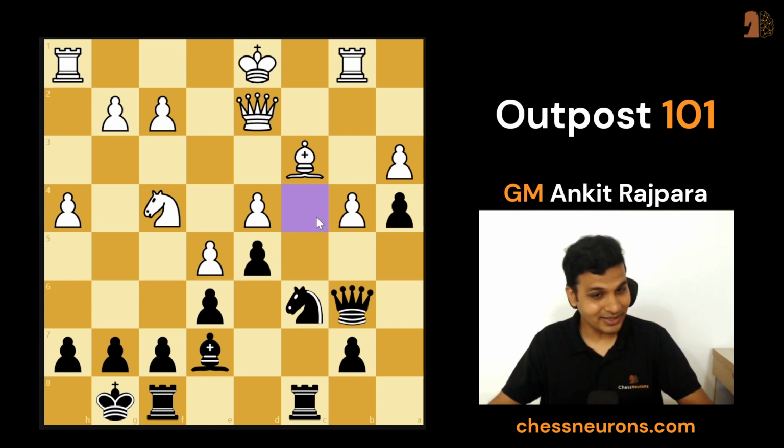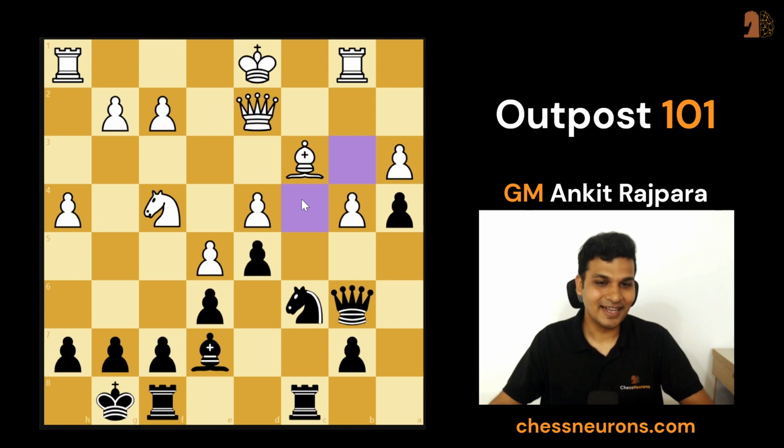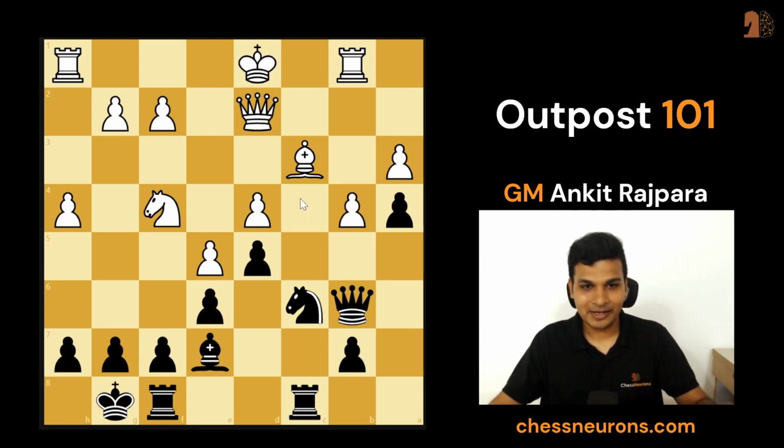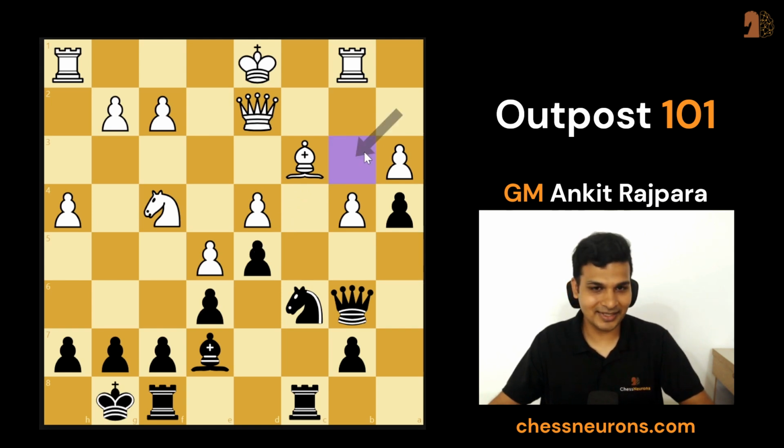But how about this? And how about this? These squares meet the definition of the outpost square. That is a square that is defended by our pawn and cannot be attacked by the opponent's pawn. So the same is the case here.